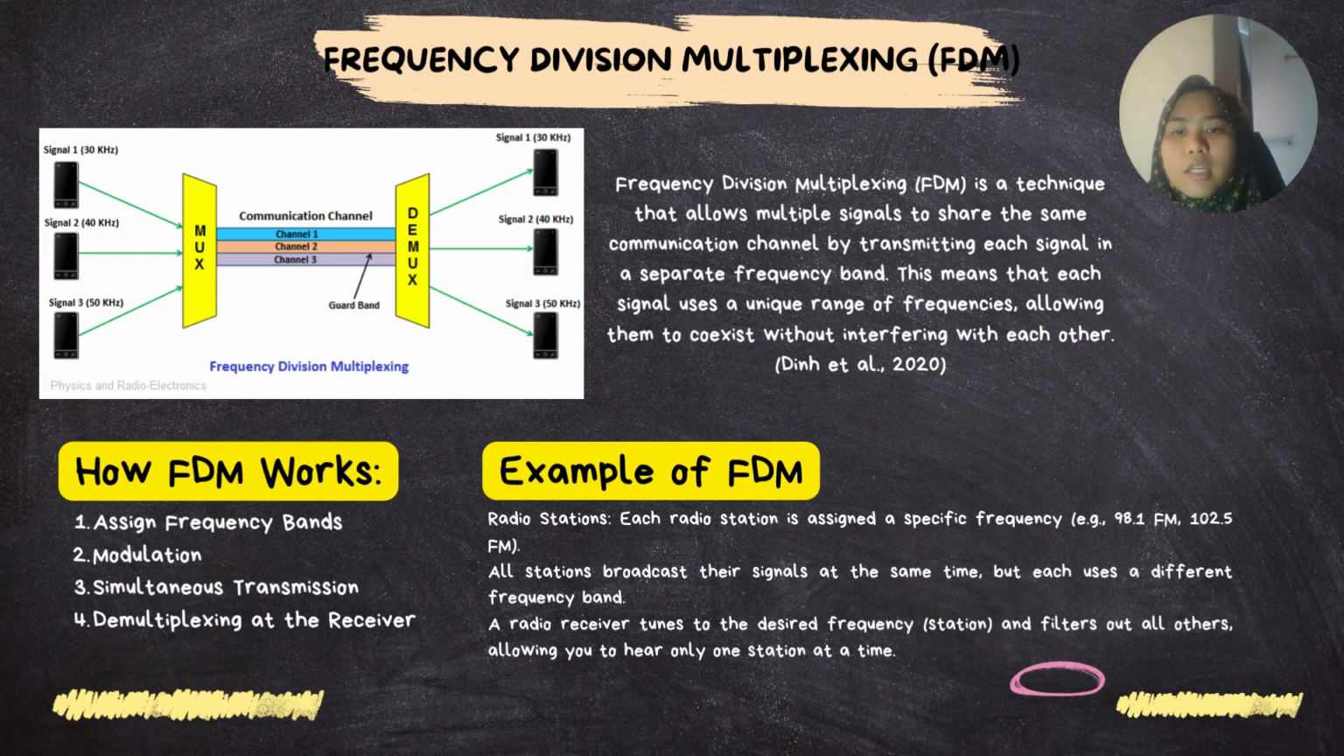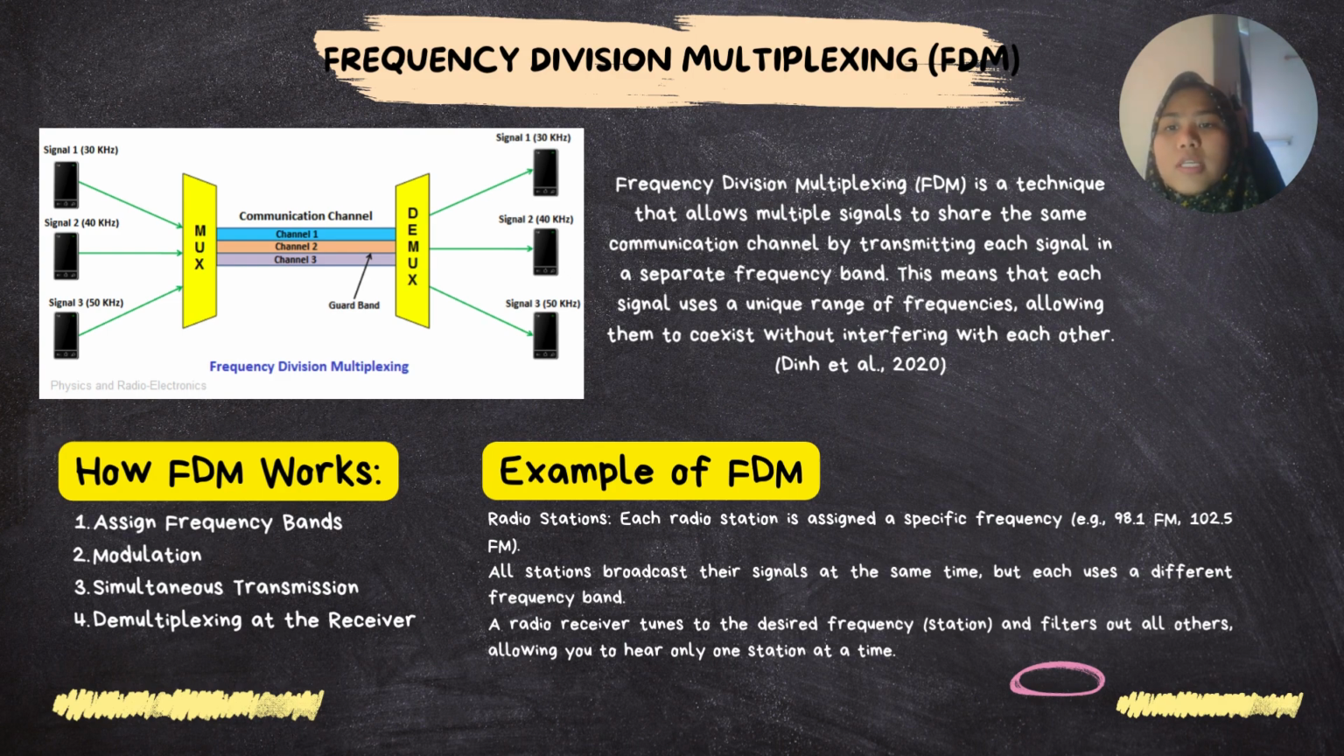This means each signal has its own range of frequencies, which keeps them from interfering with each other. And how it works. First, assign frequency bands. The communication channel is divided into separate frequency bands. Each signal gets its own unique frequency band.